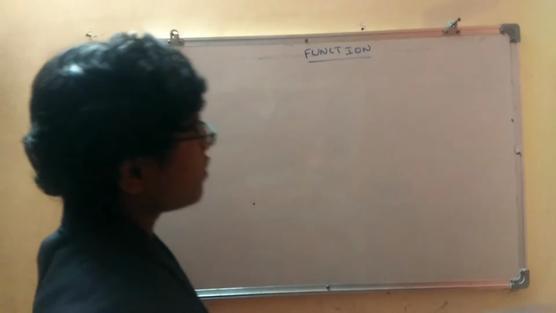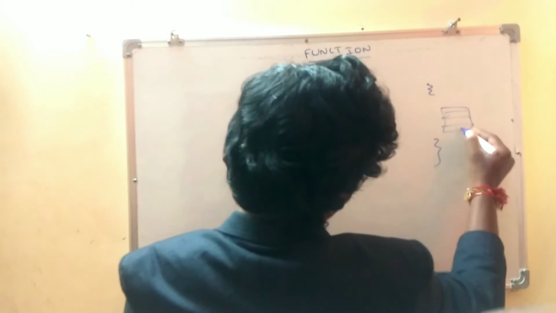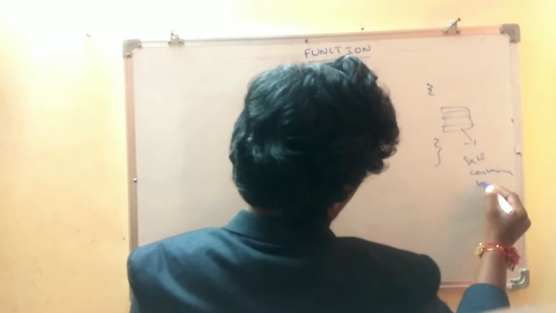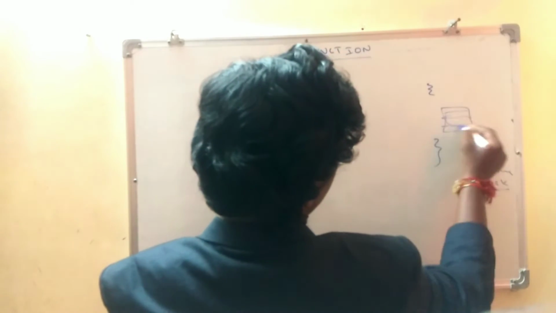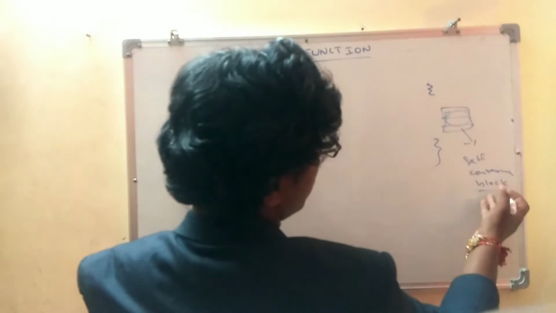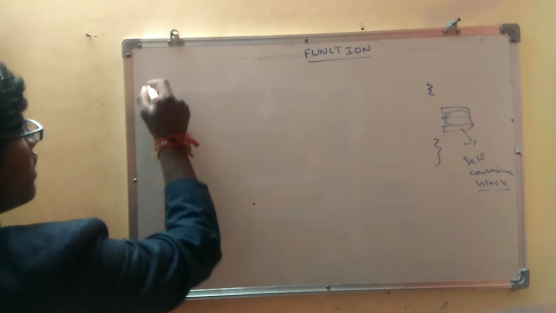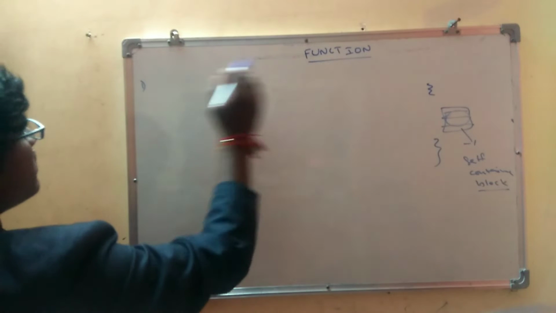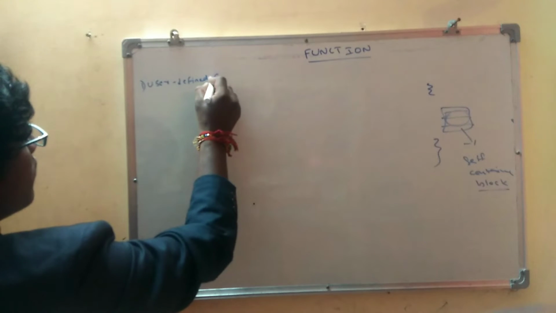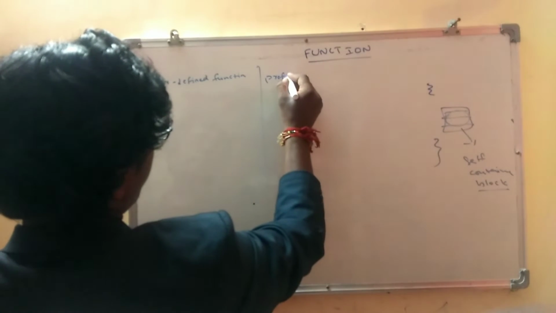So basically, the function is a self-contained block. This block has a set of programs, a set of statements. We can write it as a block or program. Here, the function is classified into two types. One is user-defined function and another one is predefined function.